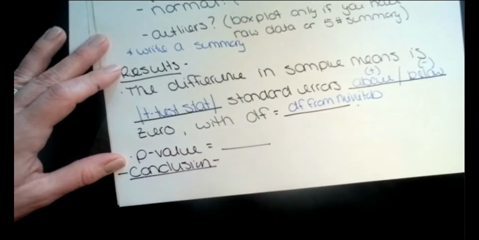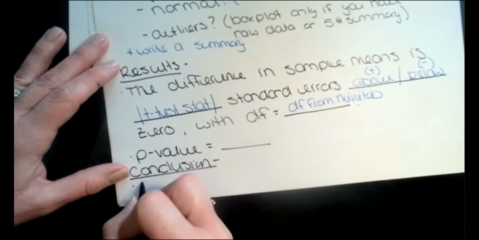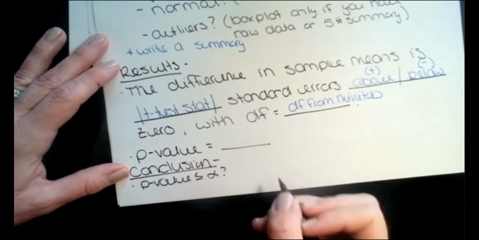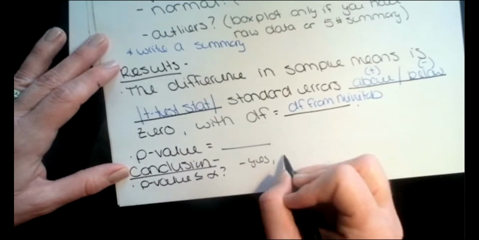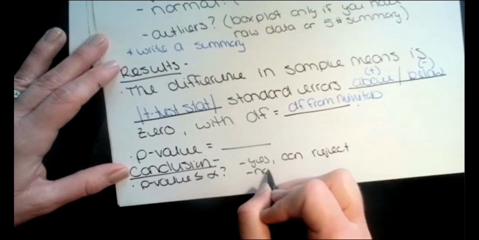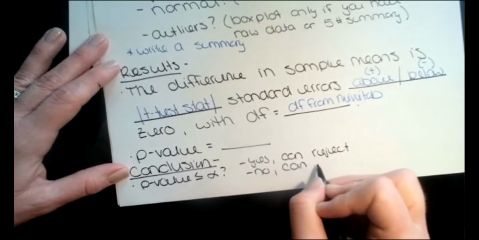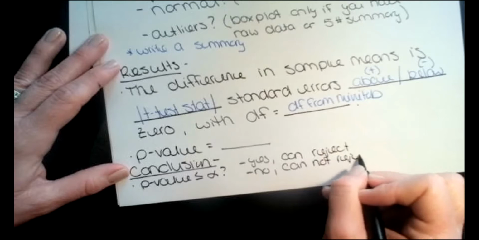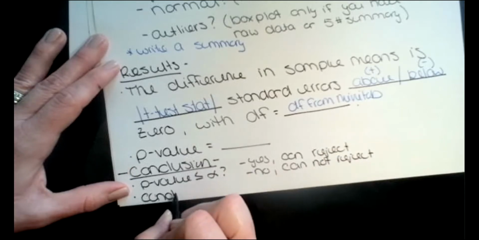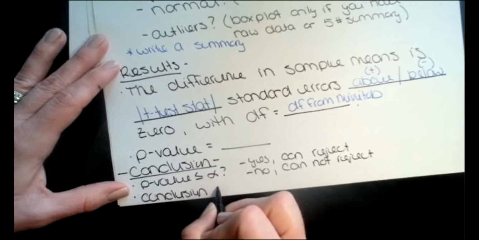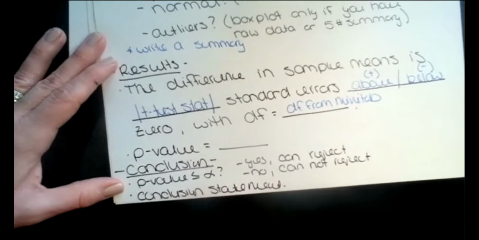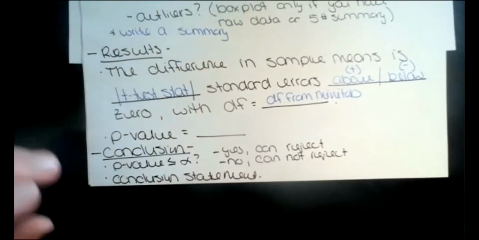Okay, so then my conclusion, same as always, is the p-value less than or equal to my alpha. Yes, I can reject, or no, I cannot reject. And then I'm going to have my conclusion statement, the same one as we always write our conclusion statement.